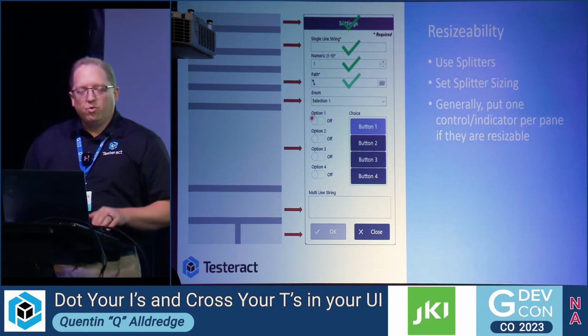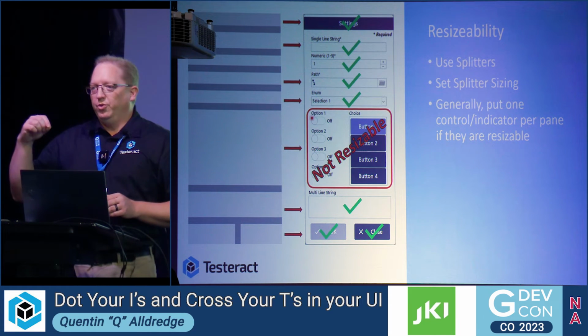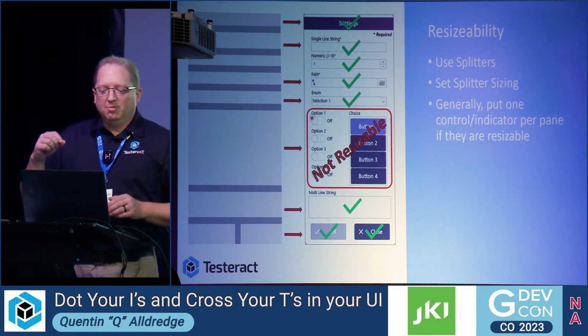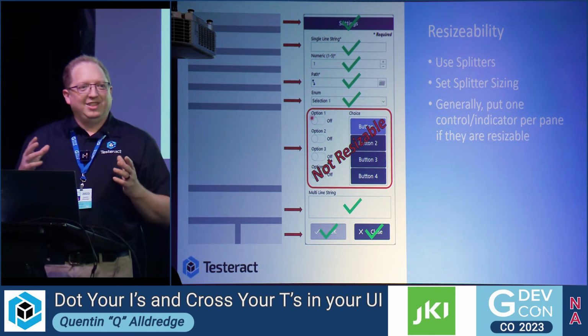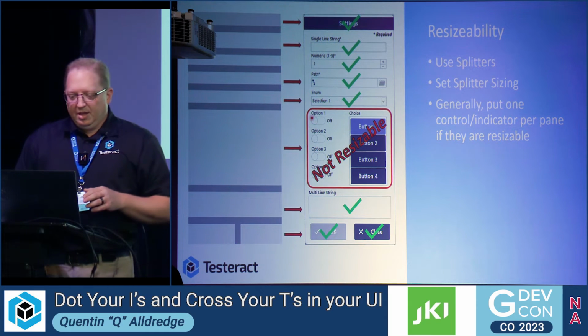So in general, you want to put 1 control per pane and set that control to resize with the pane. In some instances, like groups of buttons and things like that, okay, that's going to become a pane that's not resizable.